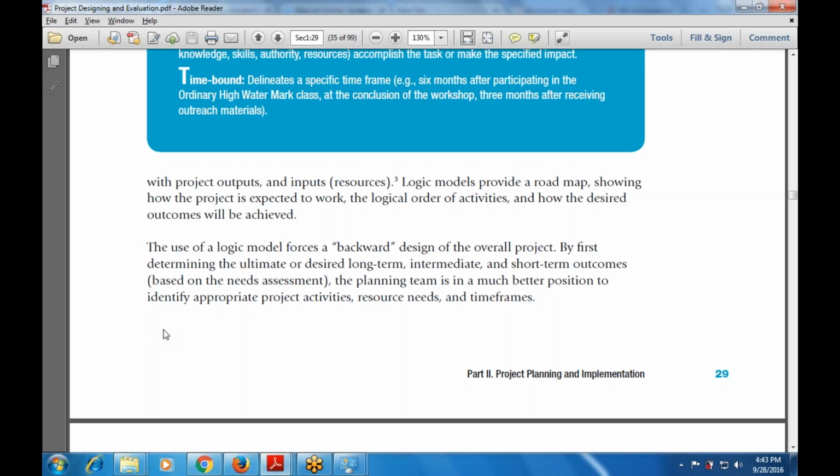The use of a logic model also forces a backward design of the overall project. By first determining the ultimate desired long-term, intermediate, or short-term outcomes, the planning team is in a better position to identify the appropriate project activities, resource needs, and time frames. That is determining the ultimate goal with the long-term, intermediate, and short-term outcomes.